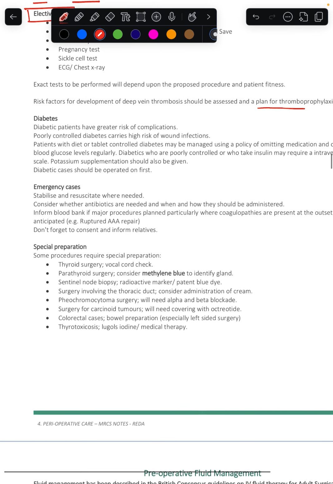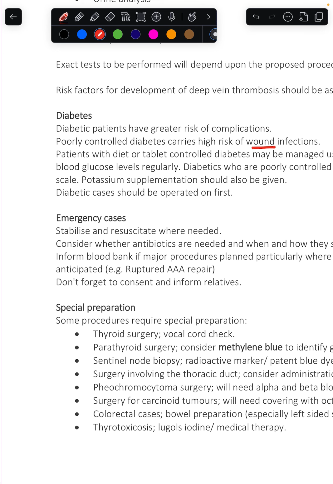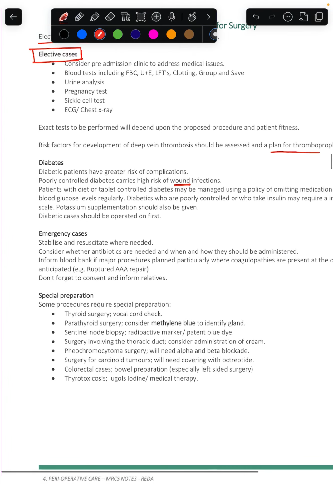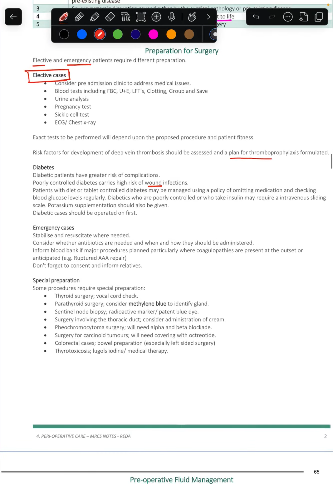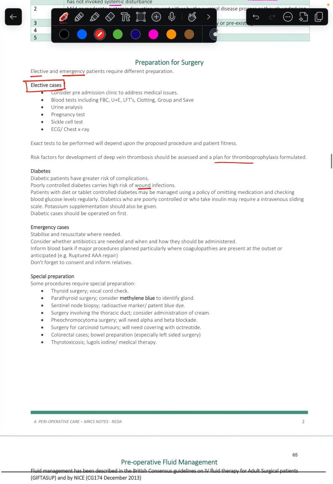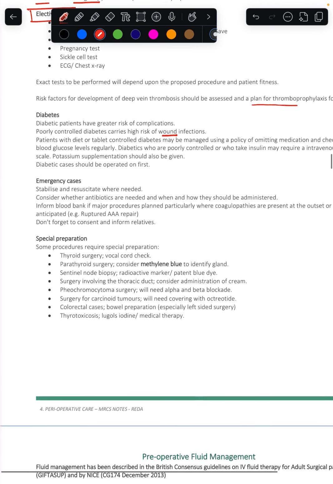For diabetic patients we are taking for elective cases, they have a greater risk of complications. Poorly controlled diabetes has a risk of wound infection. Patients with diet or tablet controlled diabetes may be managed using a policy of omitting medication and checking blood glucose regularly. So oral tablets, for type 2 diabetes mellitus patients dependent on tablets, should be omitted on the day of surgery and regular checking done. Those who are poorly controlled and who take insulin may require an intravenous sliding scale, and potassium supplementation should be given.